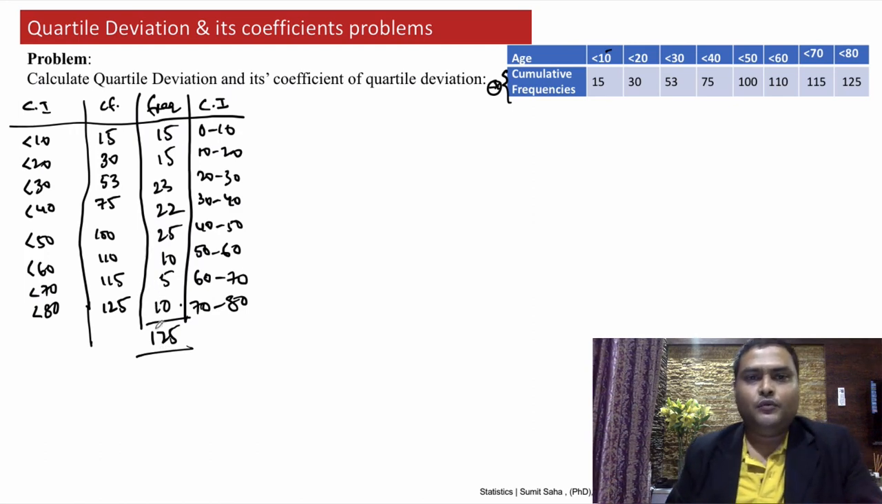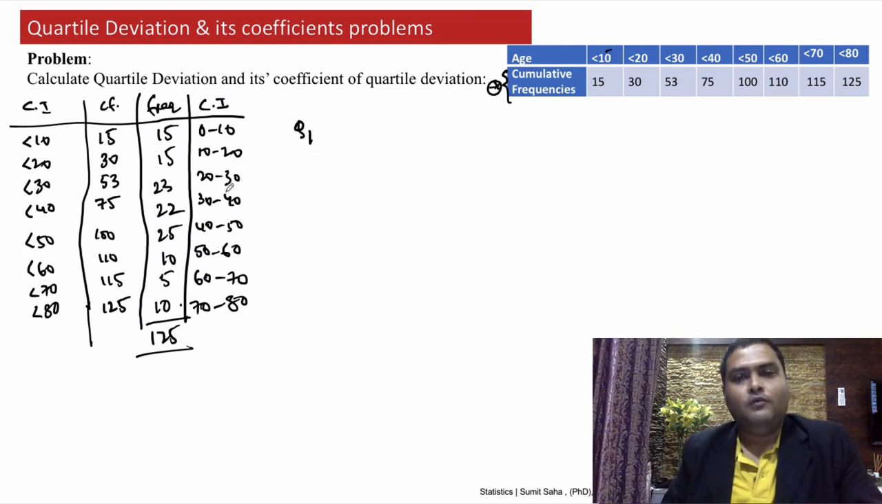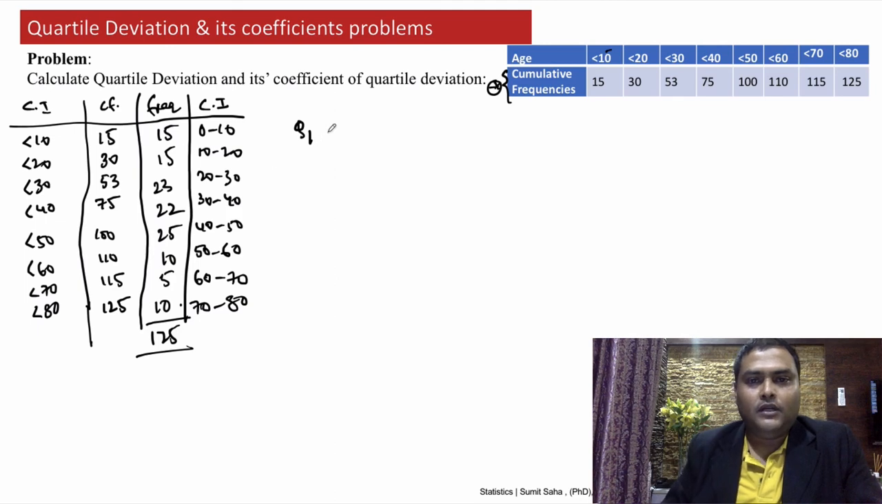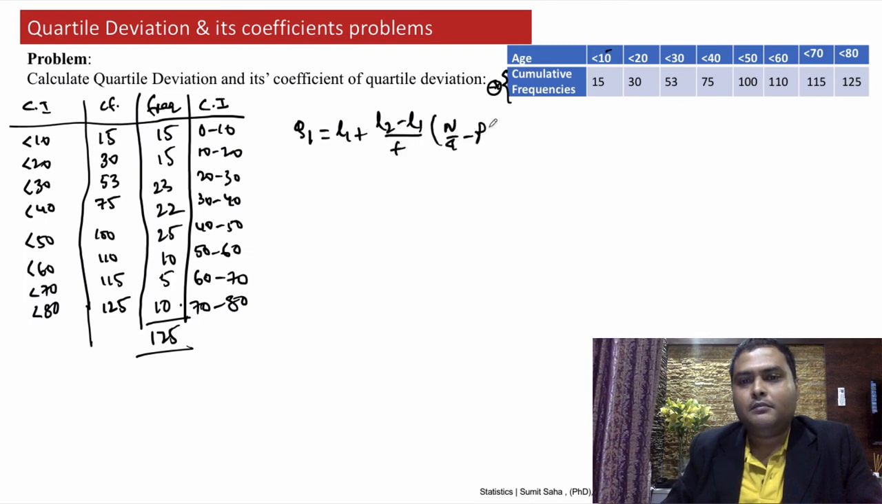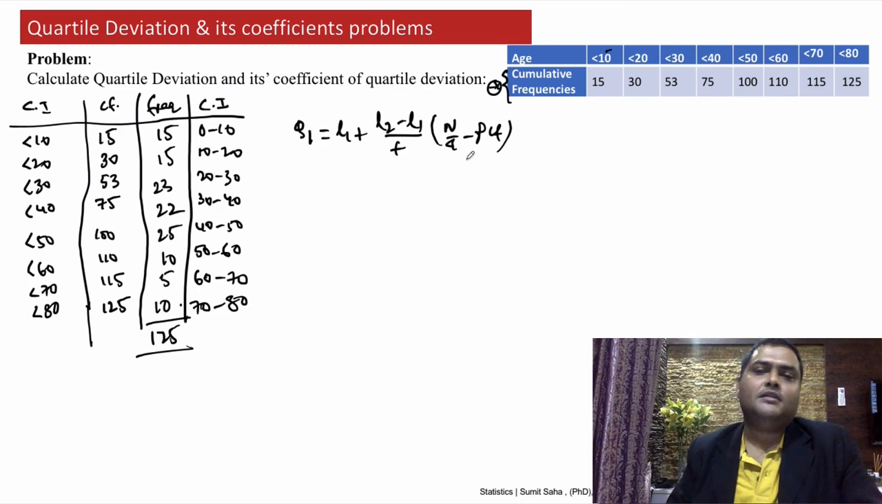Now what we need to do is find quartile 1 and the value of quartile 3. To find quartile 1, we know the formula: L1 plus (L2 minus L1) divided by f, times (n by 4 minus PCF), where PCF is the previous class cumulative frequency.